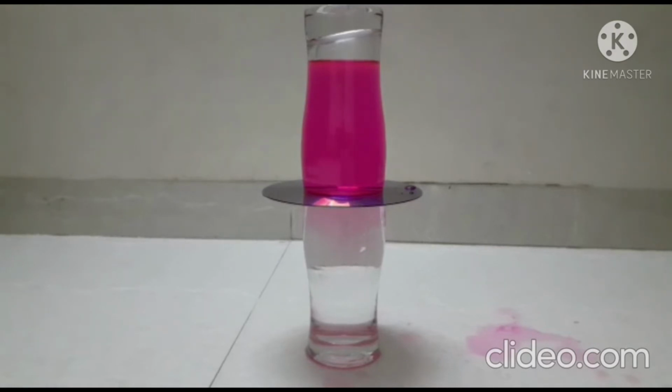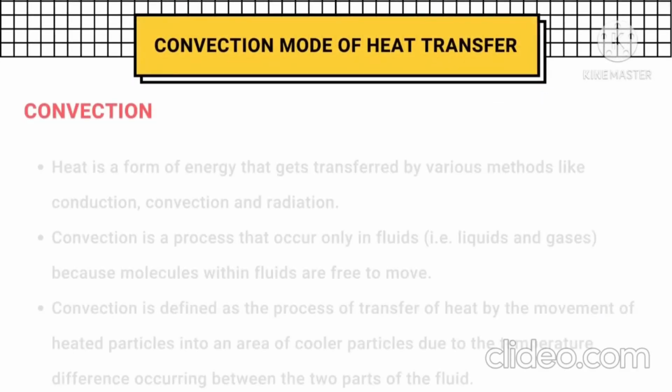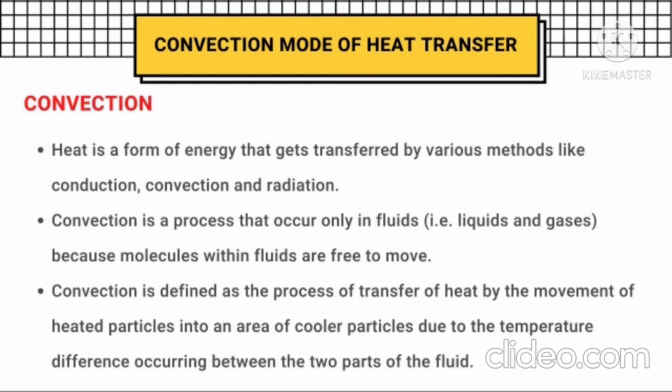So let us now study what exactly is the convection mode of heat transfer. As we all know, there are 3 modes of heat transfer: conduction, convection and radiation. Today we will focus on the convection mode of heat transfer. Convection is defined as the process of heat transfer which occurs in fluids from a warmer region to a cooler region due to temperature difference occurring between two parts of fluids. Convection occurs only in liquids and gases because molecules within liquids and gases are free to move.